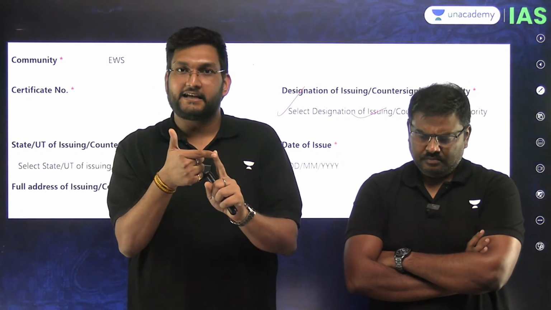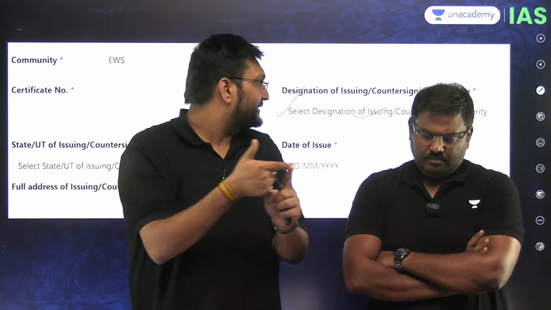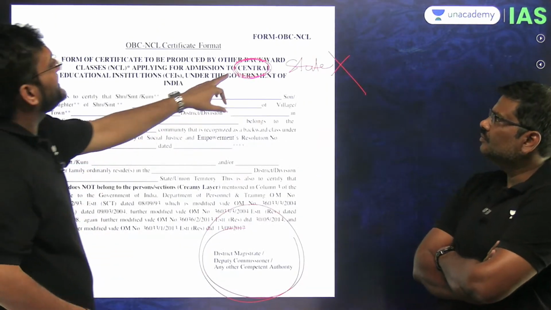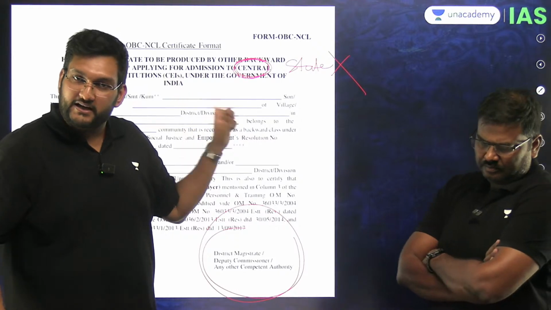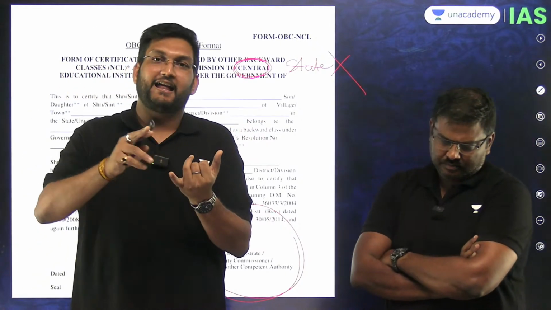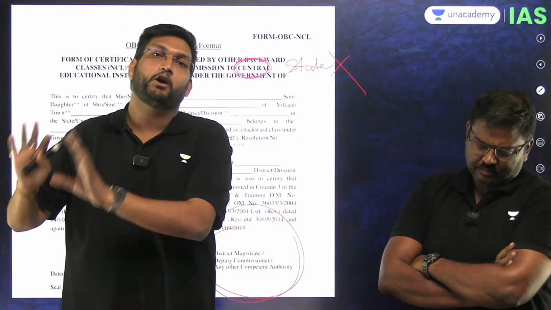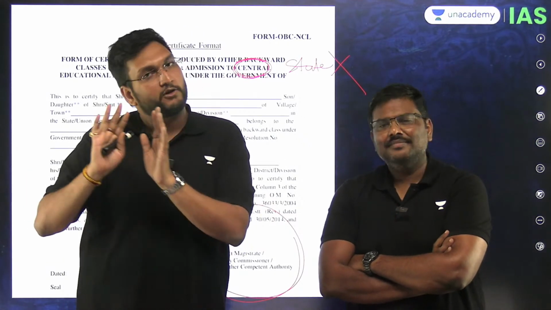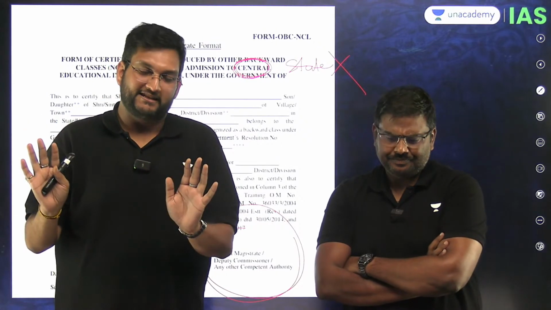Under OBC NCL, you would have to go to a competent authority and you will be issued something like this, which will be signed, and remember, it should be central government, not state government. Further, with 8 lakhs and more, you are not non-creamy layer. And if your parents are group A and B, then you are again creamy layer, not NCL.